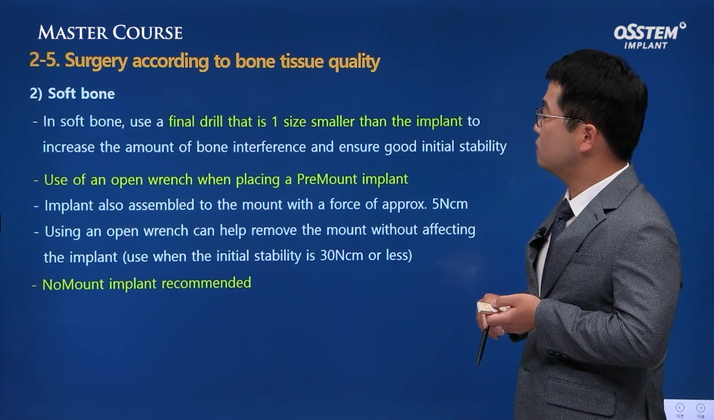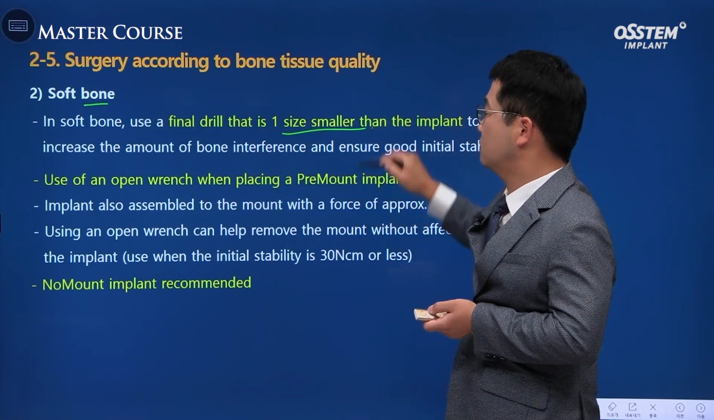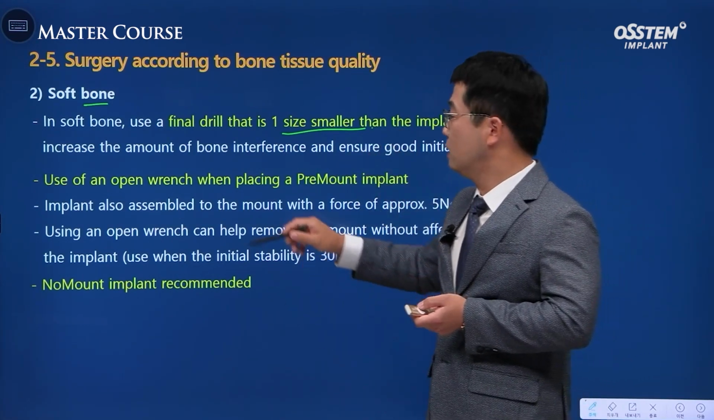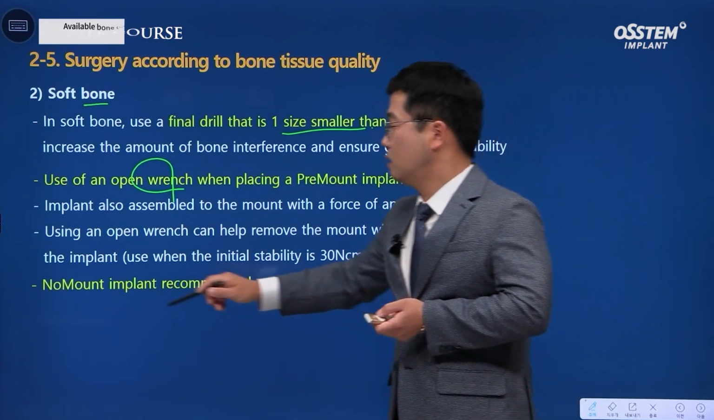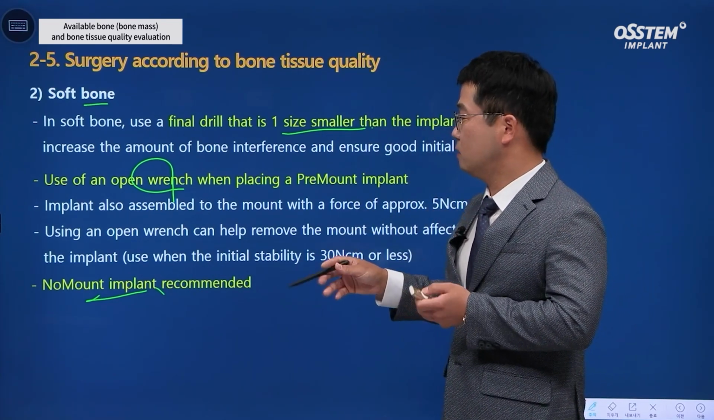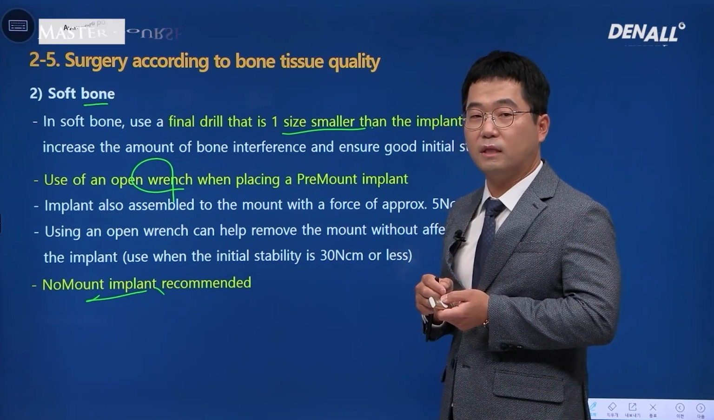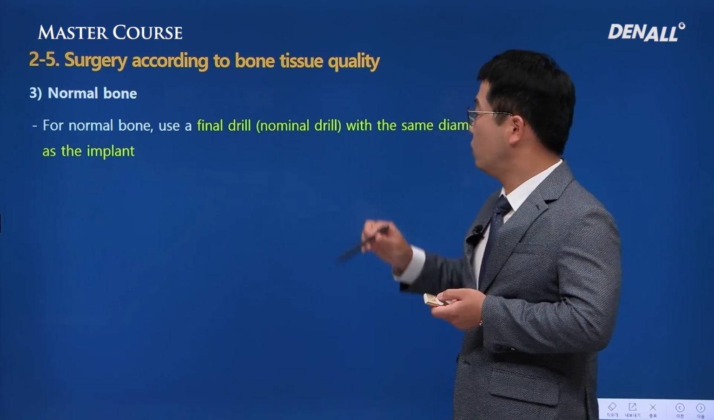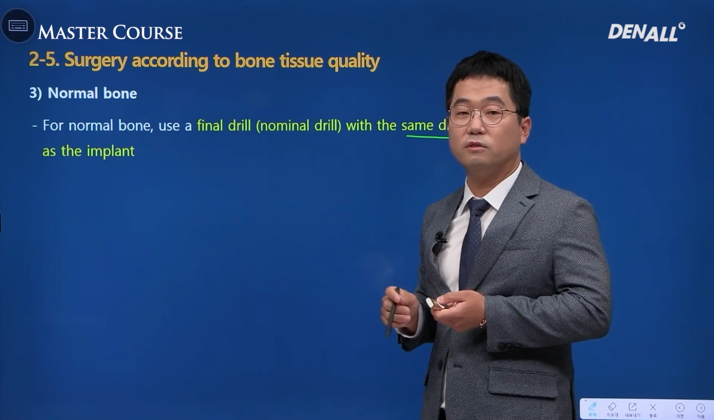Depending on the classification, in soft bone, we need to do under drilling, and during drilling, if primary stability is insufficient, you can use an open wrench when placing a pre-mount implant. Also, a no-mount implant is recommended so that we can prevent the implant from rotating when the wrench is removed. In normal bone, you can use the nominal drill. If you use the same diameter drill, then everything will go smoothly.